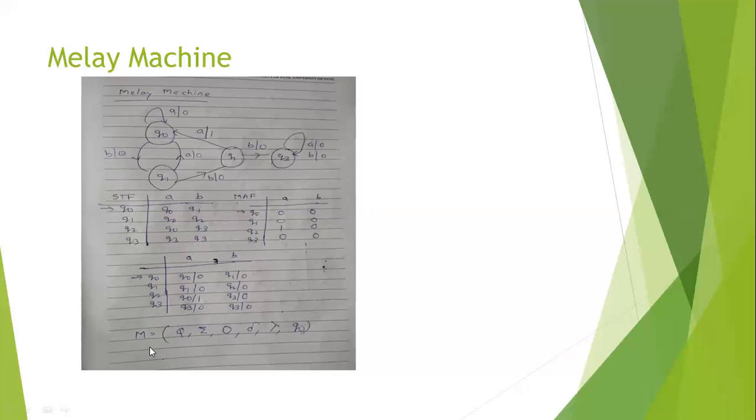Now again for Mealy machine we have different tuples. This Q is total number of states. The summation is input alphabet. O is output. Delta is a transition, lambda is an output function, and Q0 is the initial state.